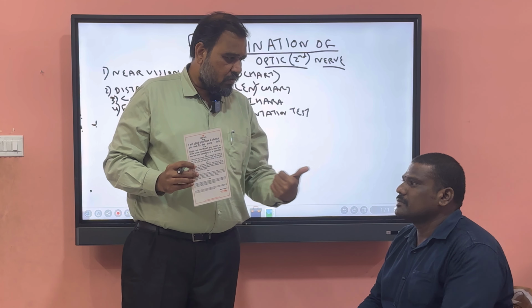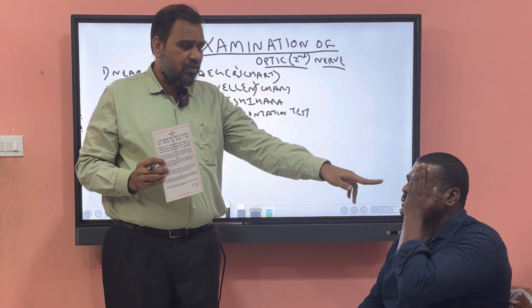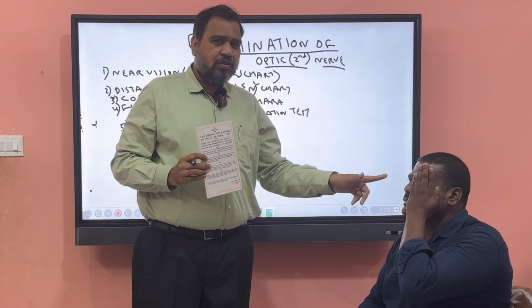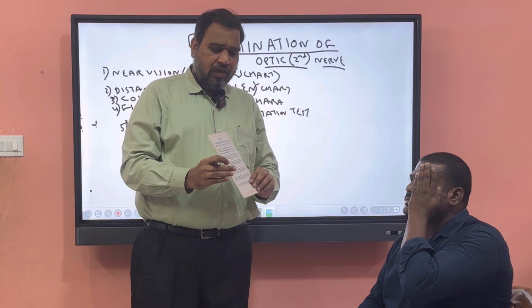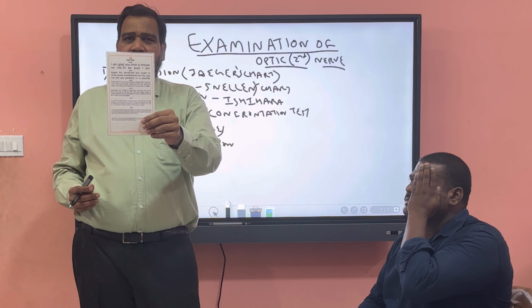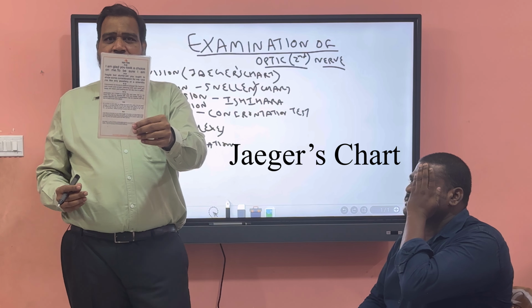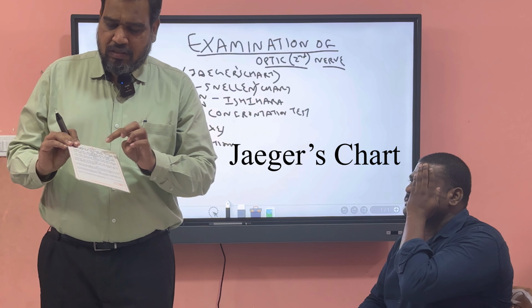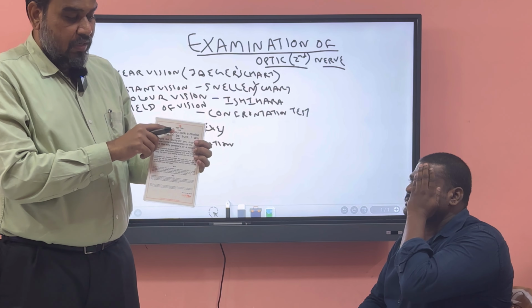Close your left eye. So he has now closed his left eye and I am going to check the near vision of the right eye, and the chart which I am using for near vision is Jaeger's chart. If you carefully see, the numbers will be written in this: N36, N24, and the bottom number is N6.